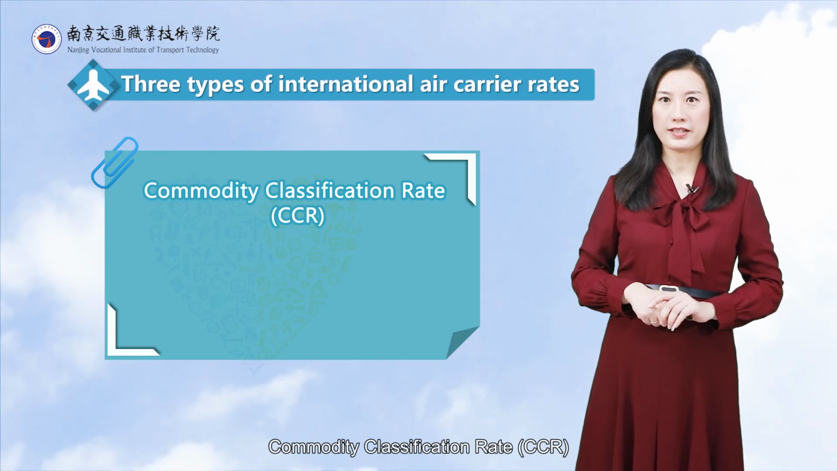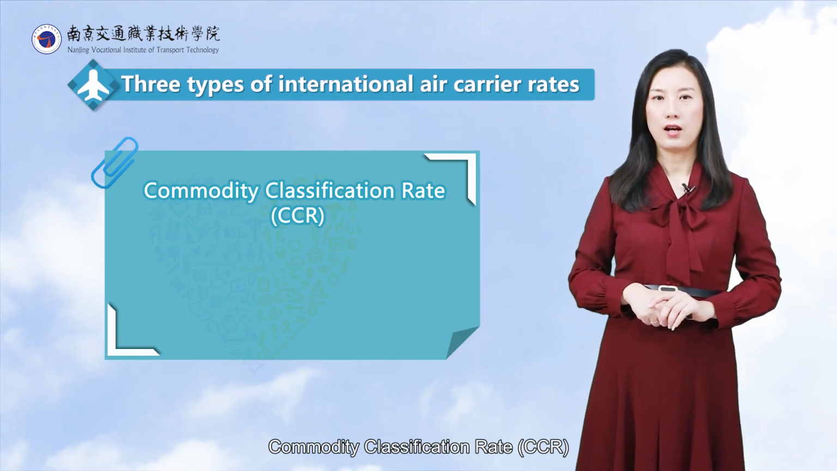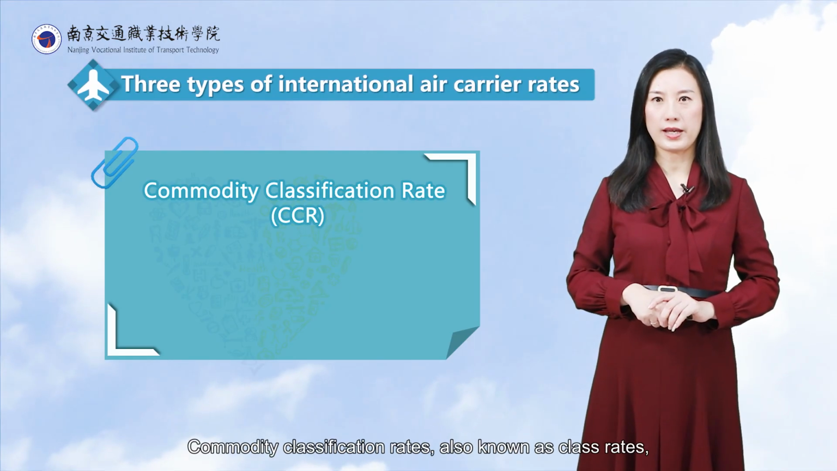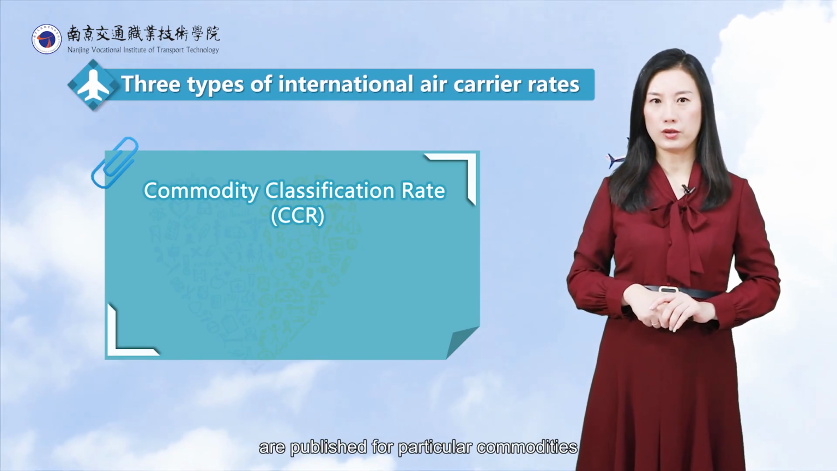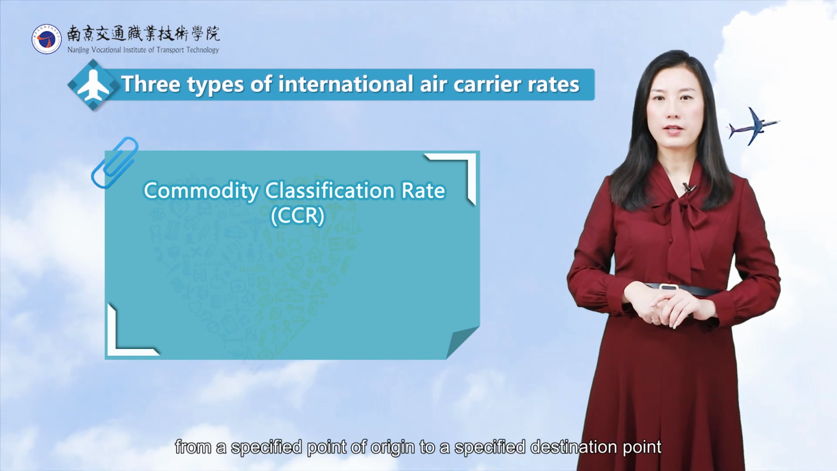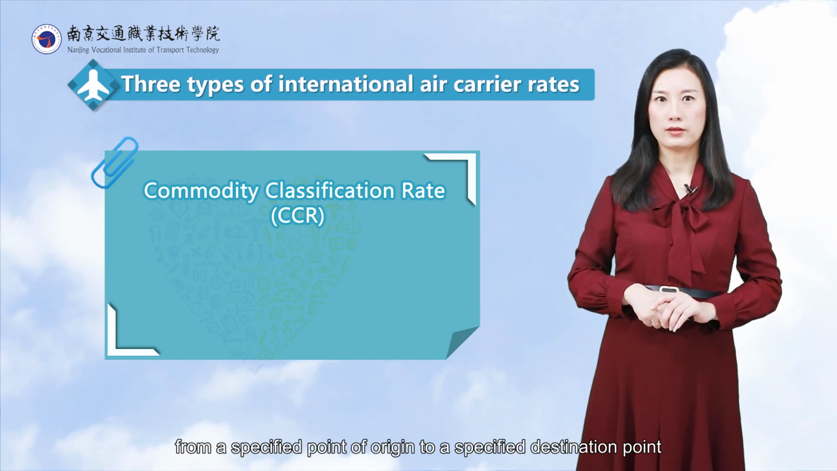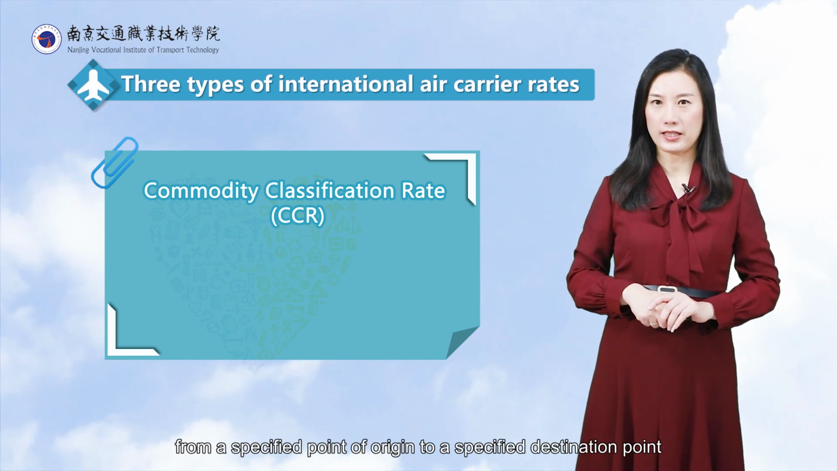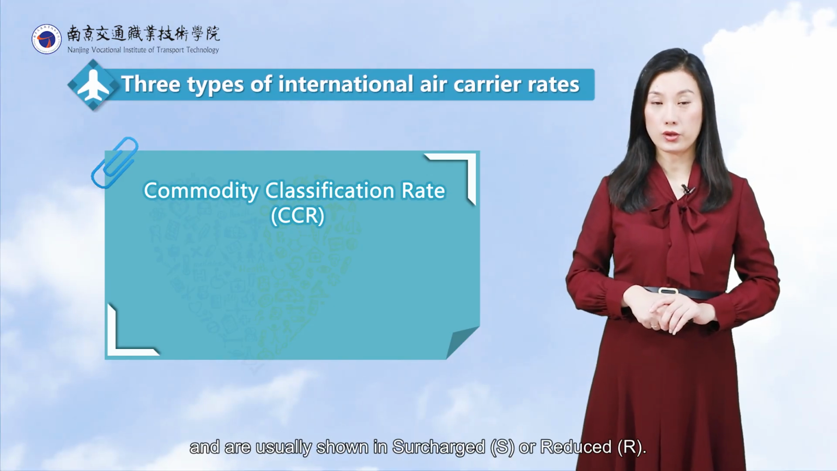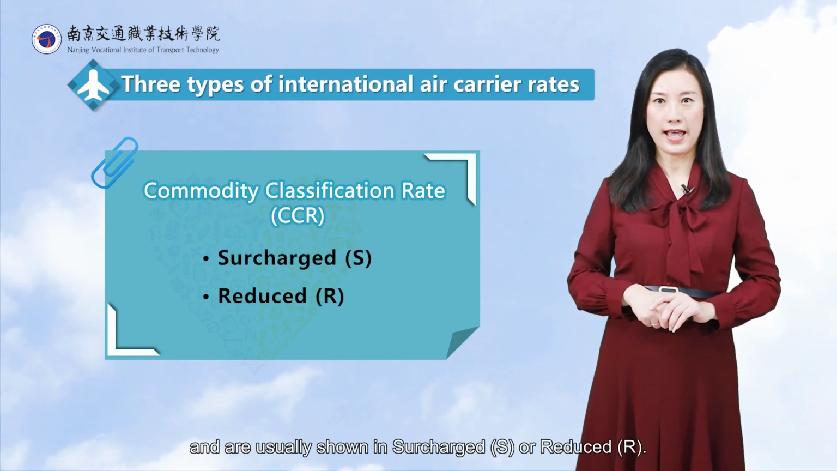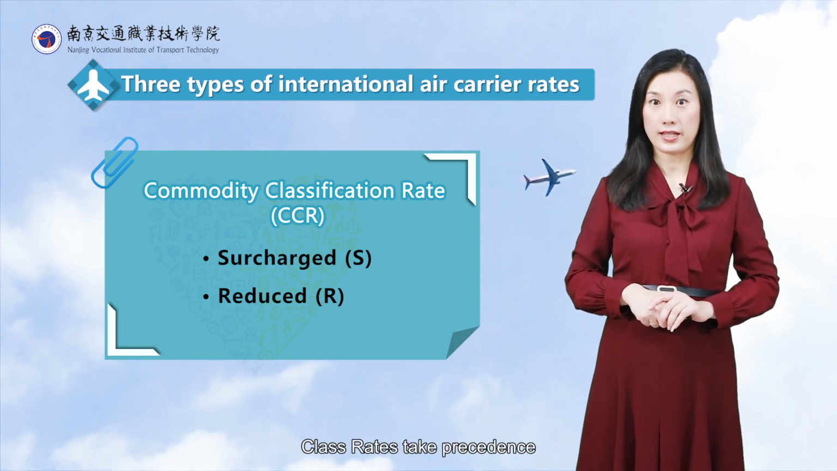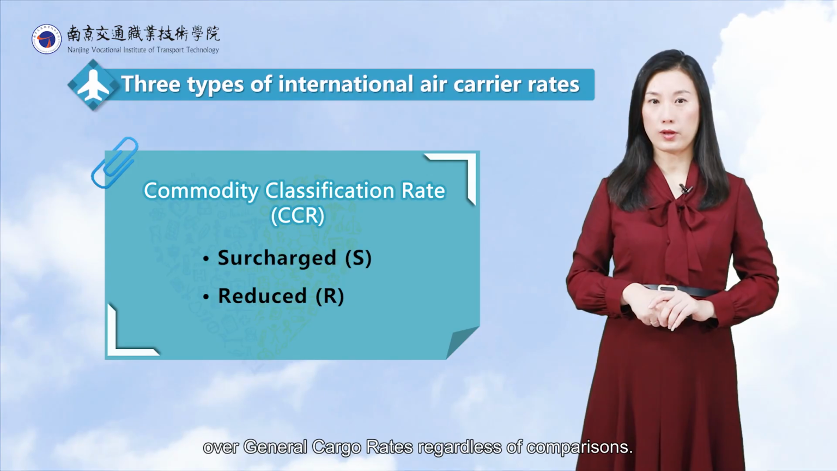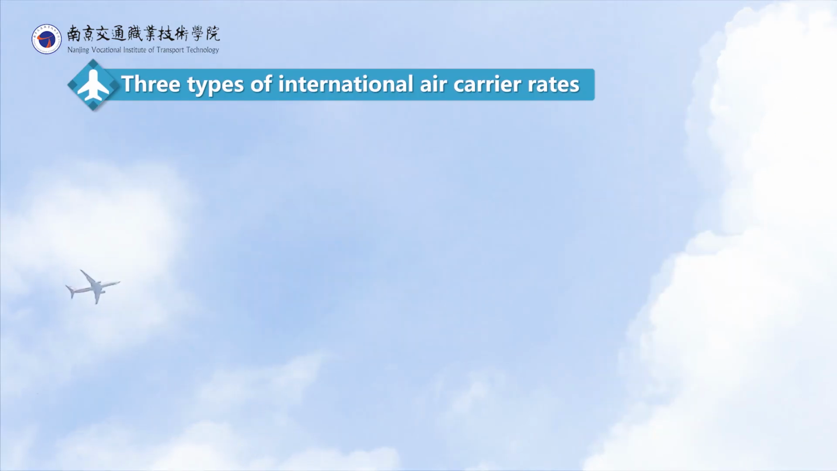Next, commodity classification rate, CCR. Commodity classification rates, also known as class rates, are published for particular commodities from a specified point of origin to a specified destination point and are usually shown as surcharged, S, or reduced, R. Class rates take precedence over general cargo rates, regardless of comparisons.